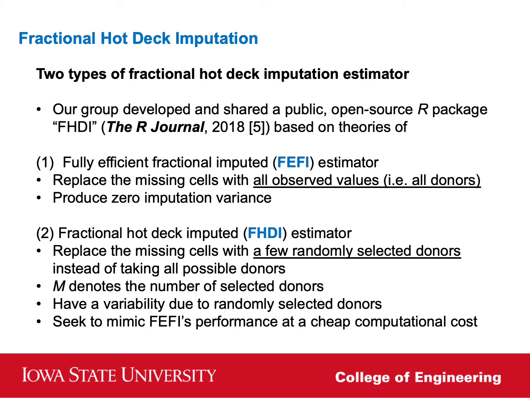And there are two methods. One is the unbiased, fully efficient fractional imputed estimator, so-called FFE. Basically, it uses all the observed values with a reasonably calculated weight for each donor. But if we have a bigger and larger data set, using all possible observations is too much in terms of computation and memory. So fractional hot-deck imputation uses randomly selected donors instead.